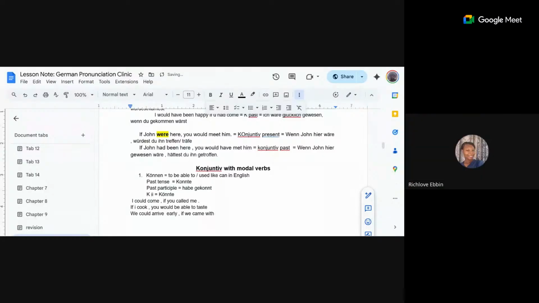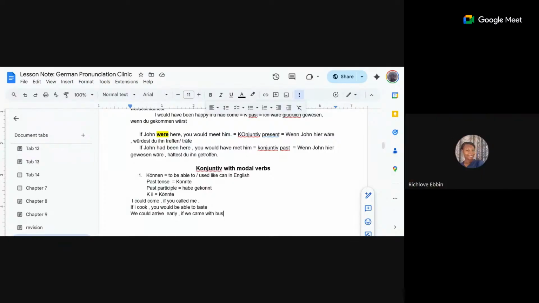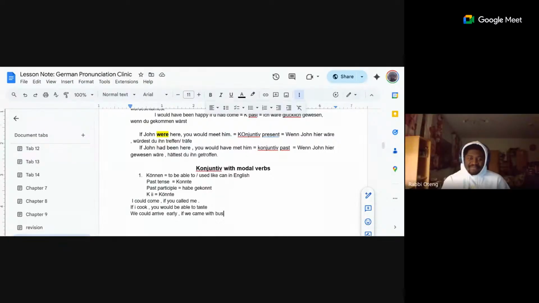Normally we could arrive early if we would come with the bus, but in English we don't use if with would, so we just send it into the past tense. Yeah, if I were rich, I would buy a car.